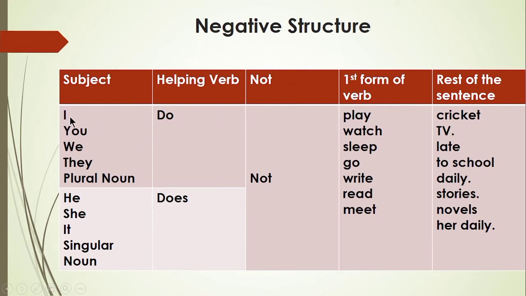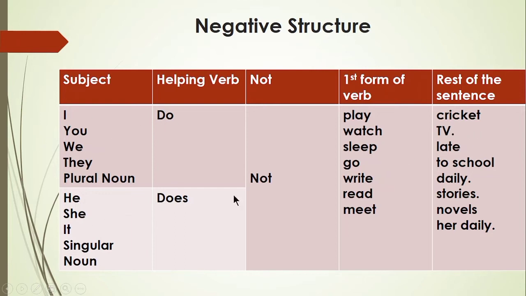Now how to form negative sentences. In negative we bring two helping verbs, do with plural subjects and does with singular, and then the negative particle not. Then we have the first form of the verb. Remember, when we introduce do and does, we omit the s and es that we add with singular subjects. So here we do not need to add s or es because does shows the singularity of the subject, and then the rest of the sentence.